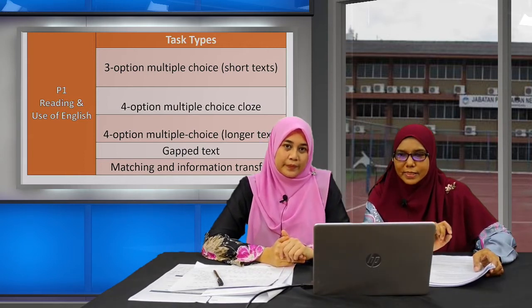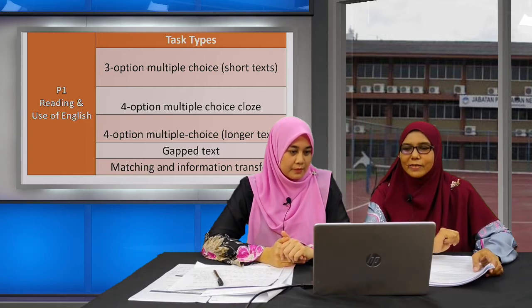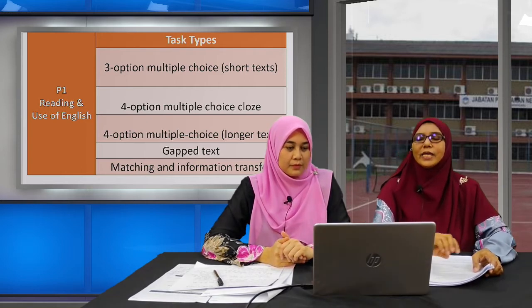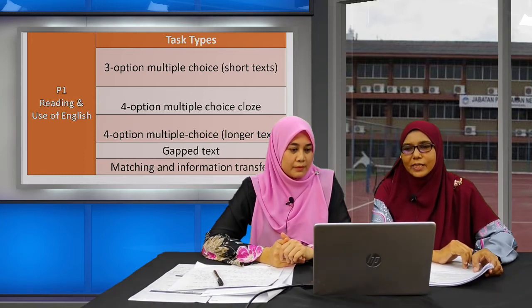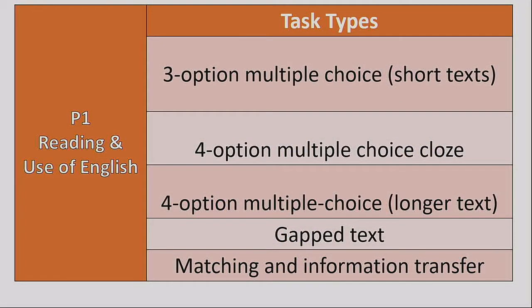This paper, as I said just now, has 5 parts. Let us look at it part by part. The first part is a 3-option multiple choice question with short text. Only 3 multiple choice options, with 8 questions. So, short text and then question, short text and then question. The total number of words in each text is not more than 90 words. Quite short.